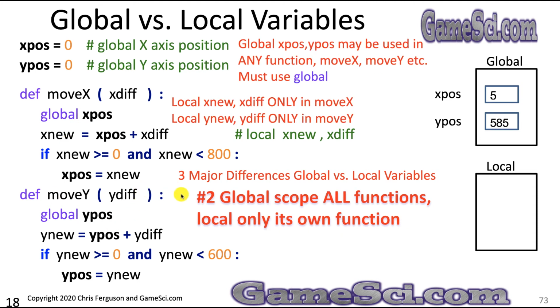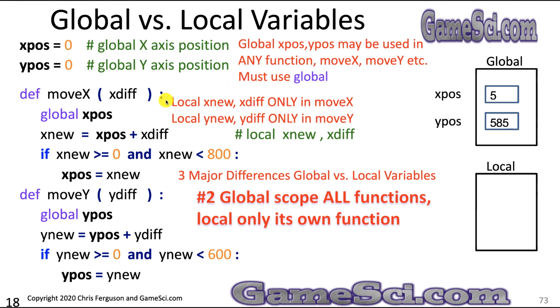The second major difference between globals and locals is global scope for all functions, locals only its own function. Turns out I can use these global variables in any function in my program. Hopefully I use this global keyword to say I'm using the global variable, but if I had 50 functions, I could use these two variables in all 50 of my functions. Notice that the global X position, Y position may be used in any function. It's used in move X, it's used in move Y. Use the keyword global, and you can use these global variables in any function you want.